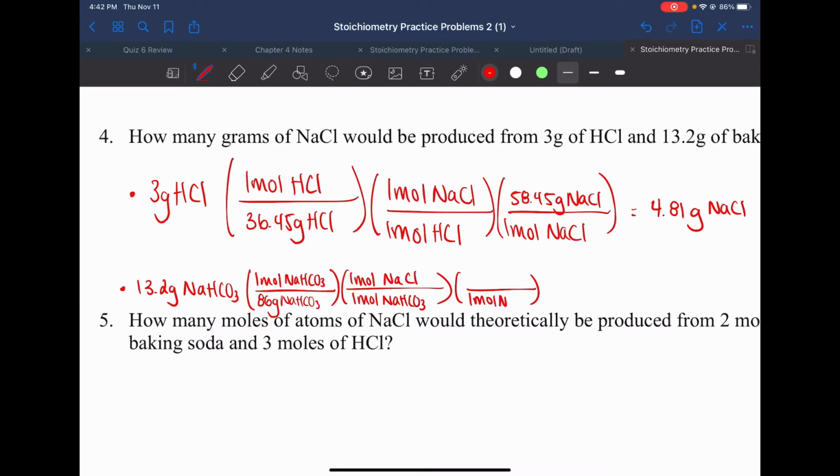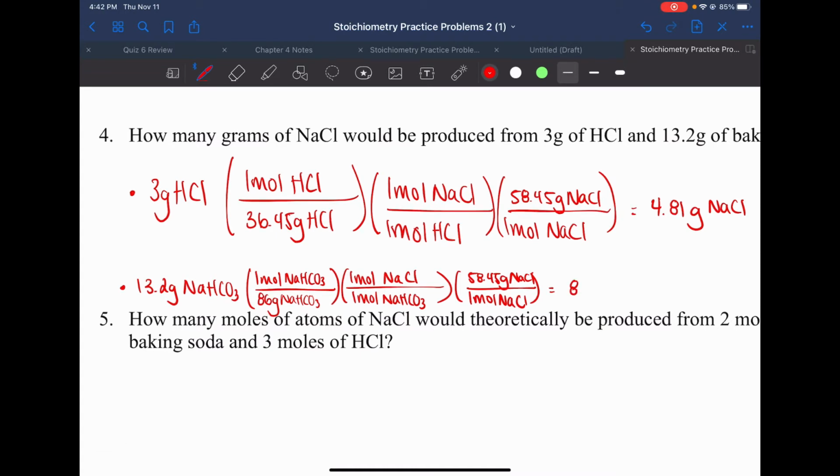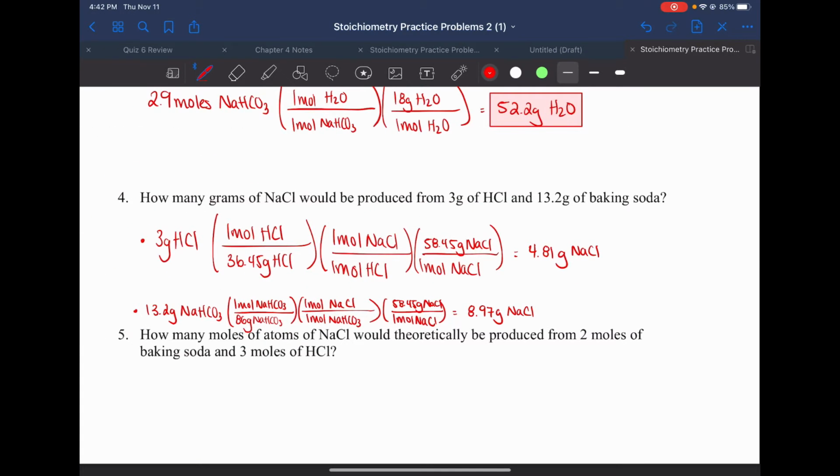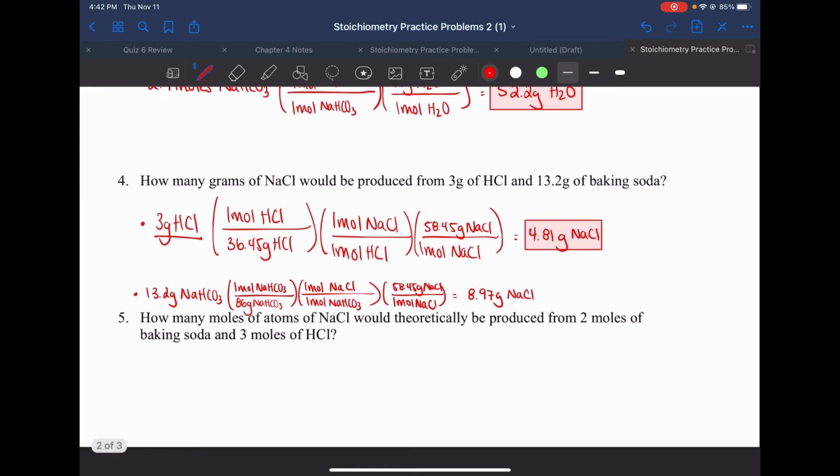So 1 mole NaCl forms 58.45 grams of NaCl. So 13.2 times 58.45. Divide that by 86. Gives us 8.97 grams of NaCl. So my question to you is, which one's limiting? If you guessed HCl, you were correct. HCl is correct because it produces less product. So it's 4.81 grams. HCl is our limiting reactant.